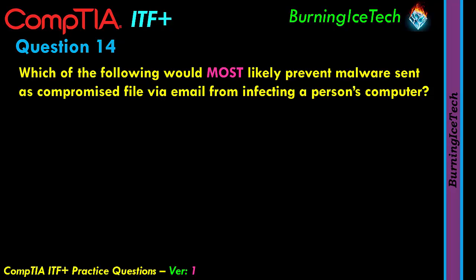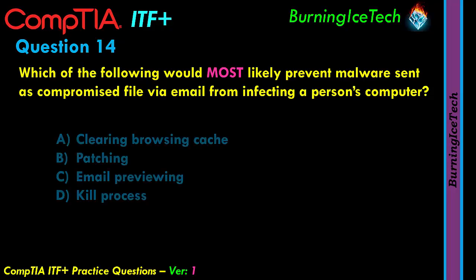Which of the following would most likely prevent malware sent as a compromised file via email from infecting a person's computer? Alright, so looking at the available answers, folks, which one of these 4 would help prevent a malware infection that might have been sent via a compromised file in an email? Would clearing your browser cache do that?